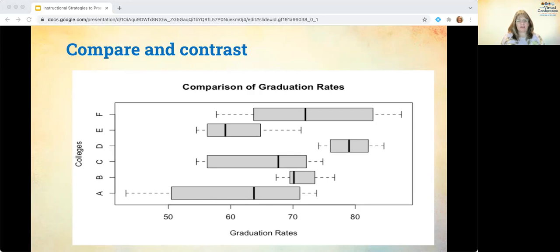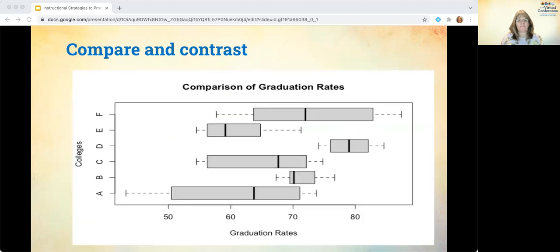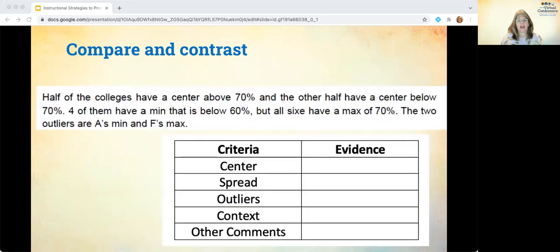This is an example of a solution that was given to me by one of my students. They said half of the colleges have a center above 70%. Let's take a look at that. Half are above 70%. I would say that's accurate. And the other half have a center below 70%. It would have been better if they said median there, but center is okay.